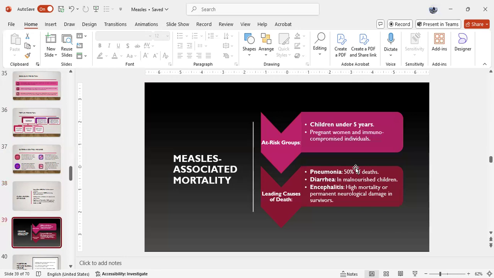Measles-associated mortality. High-risk groups involve children under 5 years, pregnant women, and immunocompromised individuals. Leading causes of death include pneumonia, 50% of the deaths, diarrhea in malnourished children, and encephalitis, high mortality or permanent neurological damage in survivors.